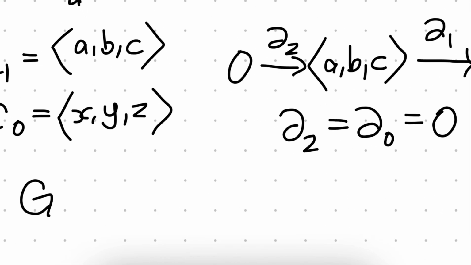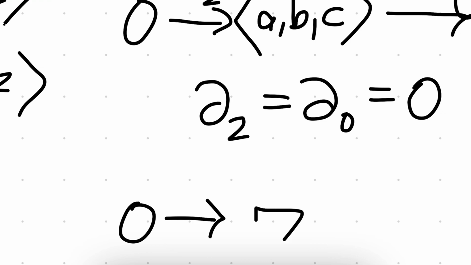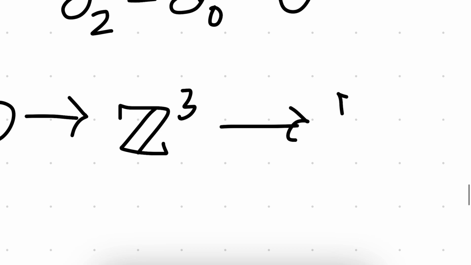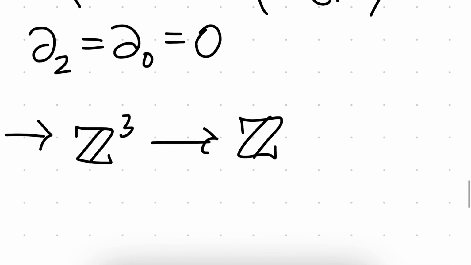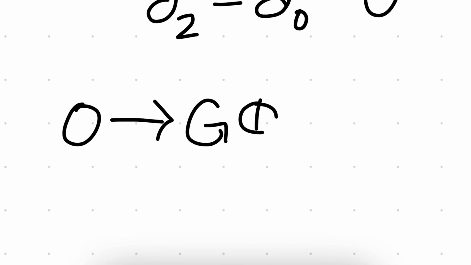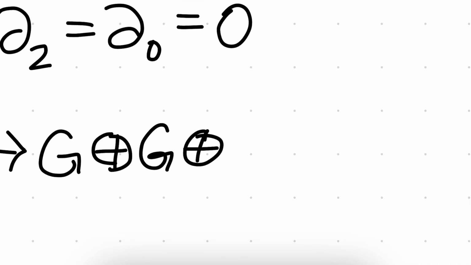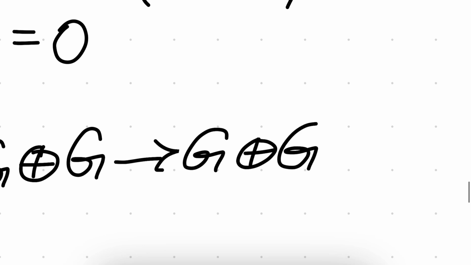Alright, so you guys can notice that this is immediately the same as Z3, and then that's mapped to Z3, and then that's mapped to 0. Or using my terminology of my coefficient groups, G direct sum G direct sum G, and that's mapped to the same thing, G direct sum G direct sum G, and then that's mapped to 0.